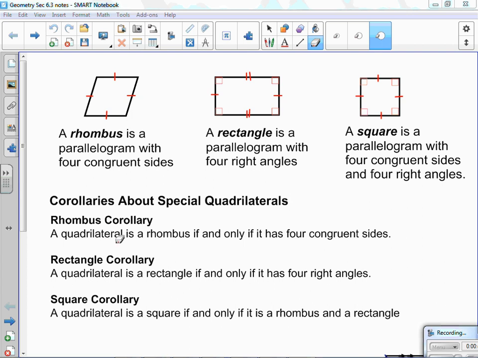A rhombus corollary: quadrilateral is a rhombus if and only if it has 4 congruent sides. Rectangle corollary: quadrilateral is a rectangle if and only if it has 4 right angles. And the square corollary: quadrilateral is a square if and only if it is a rhombus and a rectangle. All right, so that square fits into the category of a rhombus and a rectangle because it is a parallelogram. It does have 4 congruent sides, which makes it a rhombus. It's got 4 right angles, which makes it a rectangle. So the square is kind of the combination of the two.